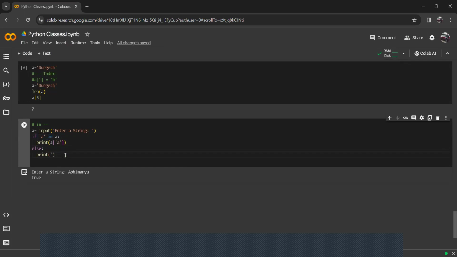Again, I will do the same thing. A of A. Let me just ask, what will be the output? So I will write the string inside it. So I will write Abhimanyu again. Tell me what will be the output.